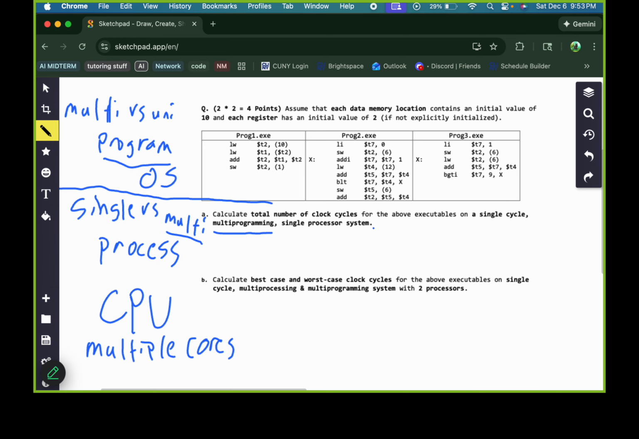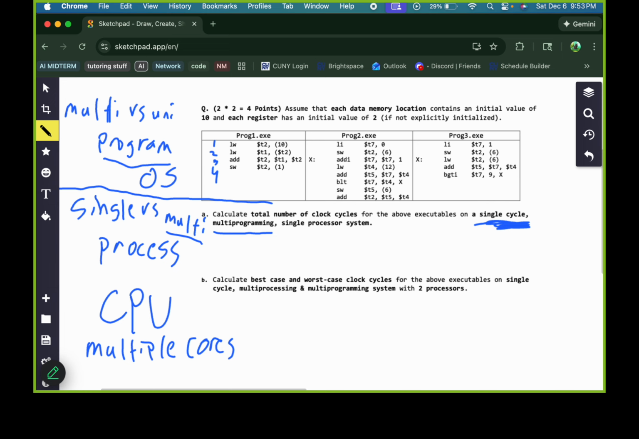So let's find out how many cycles, right, I have to do for each of these guys. Well, program 1 is easy. This is just 1, 2, 3, 4. 4 instructions, 4 cycles. Boom. Okay? We're just doing clock cycles, so it's just the number of times that it takes to finish these, right? This is a single cycle, so that means each instruction takes 1 cycle to finish.